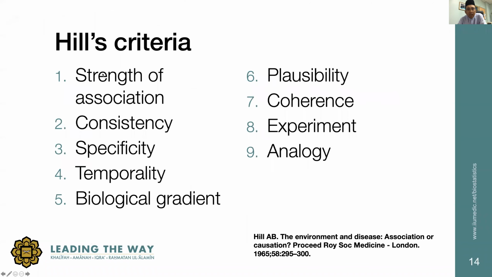Basically, he outlined the criteria for us to see A causing B. For A to cause B, the relationship must fulfill all these 9 guidelines: the strength of association, consistency, specificity, temporality, biological gradient or dose response, plausibility, coherence, experiment, and analogy. I hope you go back and read, because I don't have time to teach one by one. You learned this in year one. Make sure you go back and read. Seriously, I can ask you in an exam.